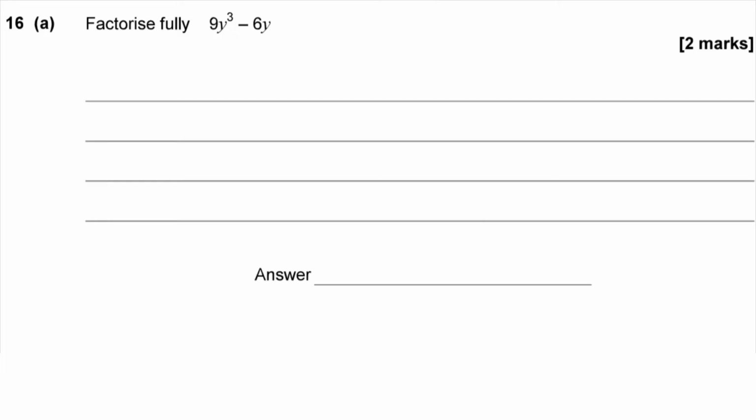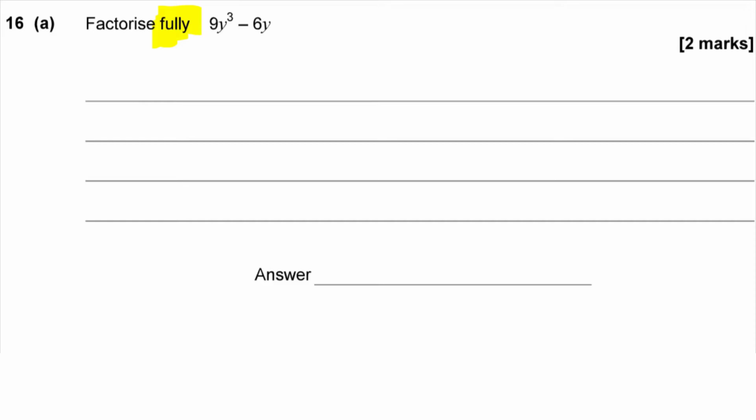Factorize fully 9y cubed minus 6y. Now notice the word fully. When they add that word in there, it means that there is more than one factor to find. So if you only pull out one factor, you won't get both marks.